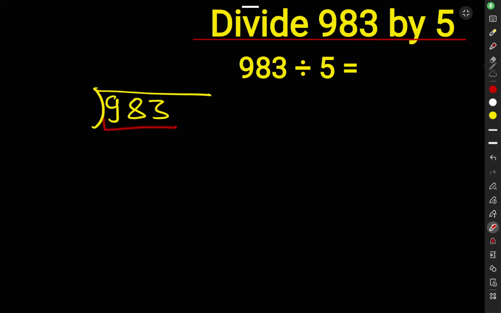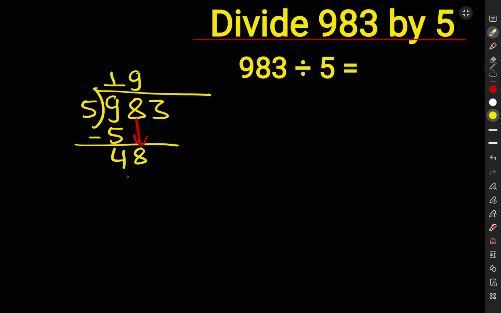Divide 983 by 5 in long division method. 5 times 1 is 5. On subtracting we get 4. So now we put down this 8 and it is 48.